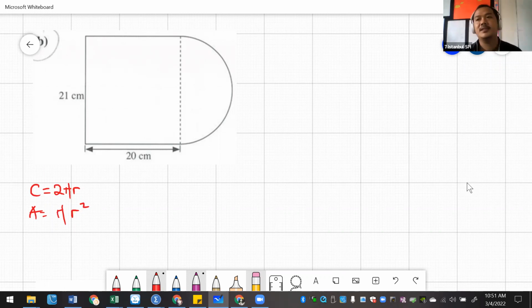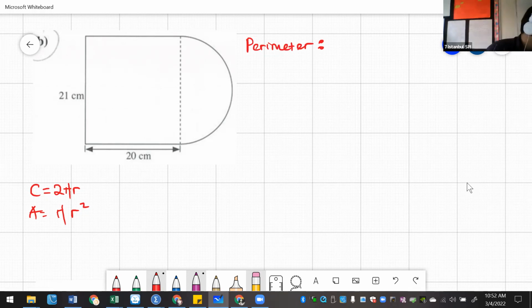Ada yang intip salah di sekolah, guys. Okay, so we're going to use that formula to find the perimeter and the area of the shape. So now let's start from the perimeter. Tadi Akasha belum jawab. Saya mau ke Akasha dulu.